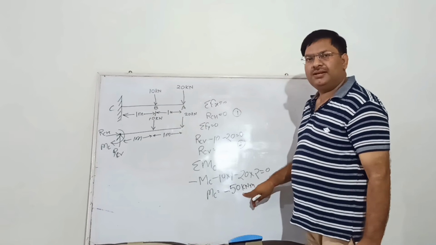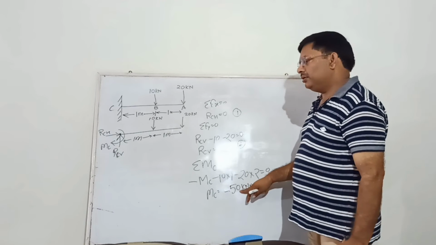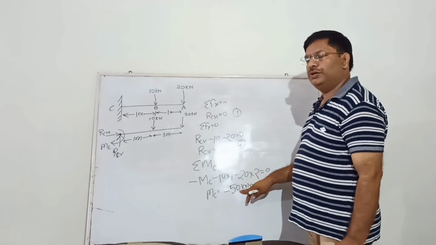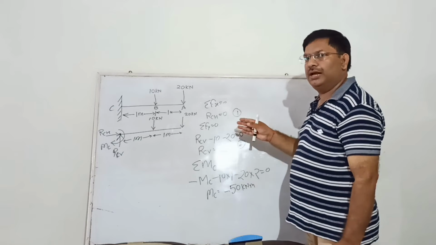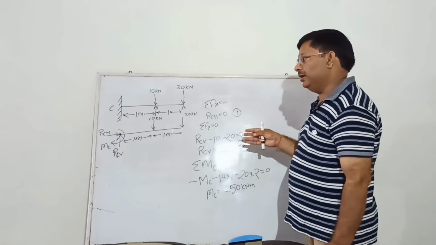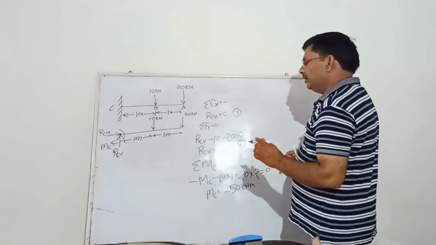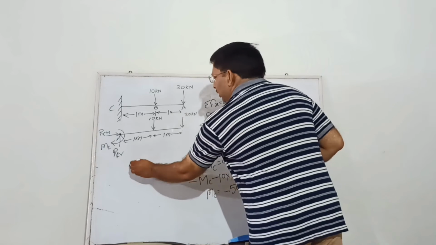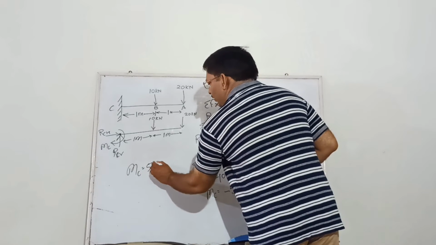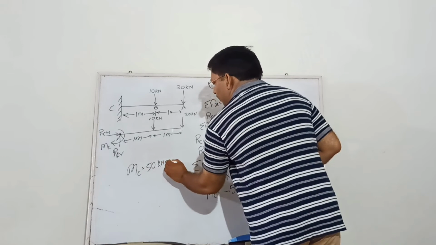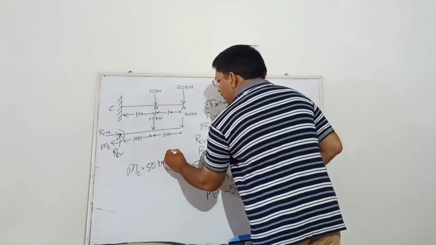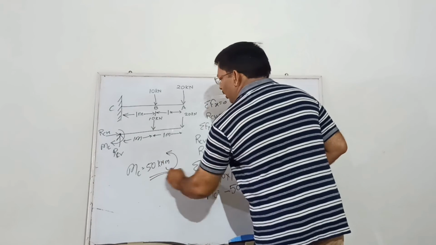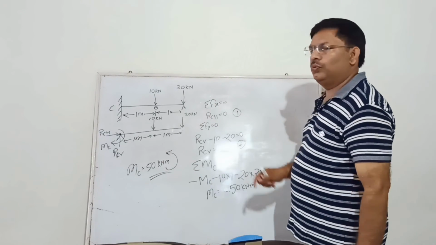Here the minus sign indicates that the direction of moment which we have assumed is opposite. The actual direction is opposite to that direction. So in the answer we can write MC equal to 50 kilonewton meter in anti-clockwise direction. This is the answer for this question.